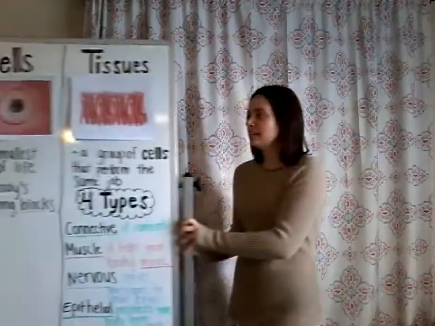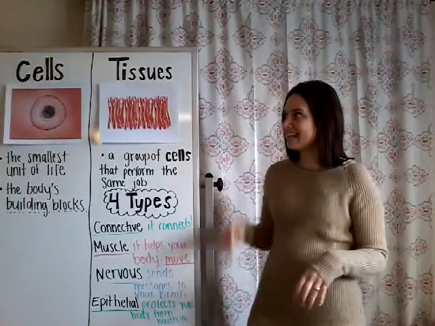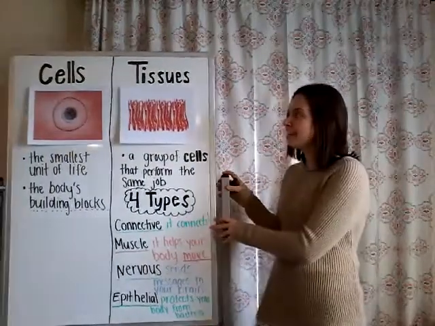But some cells have the same function or the same job. What is it called when similar cells do the same function or the same job? Those are called our tissues. And not the tissue that you use to blow your nose, but tissues inside of our body. So I made this little chart just to go over some of the things that we learned about in our last lesson. So the first one is cells.